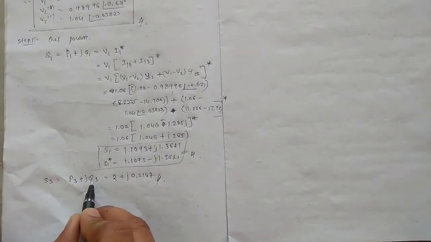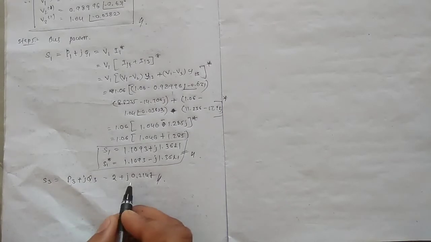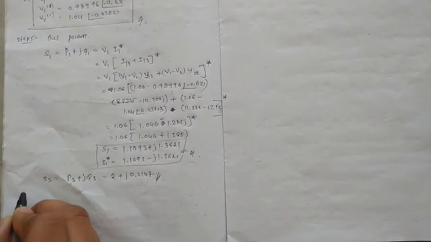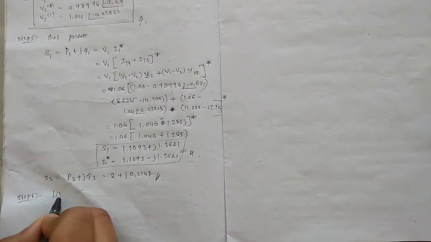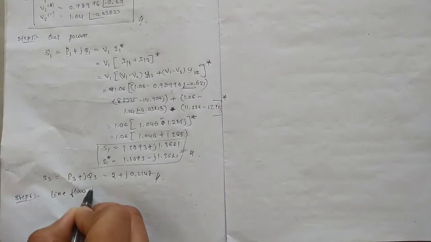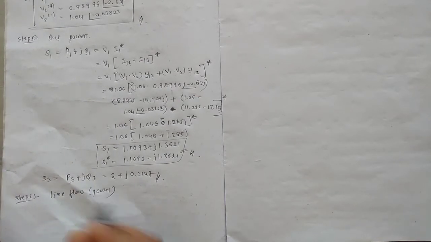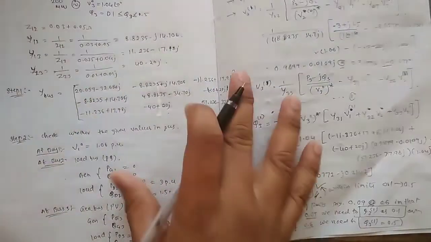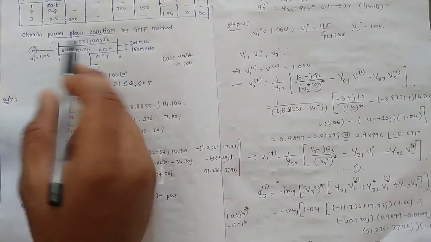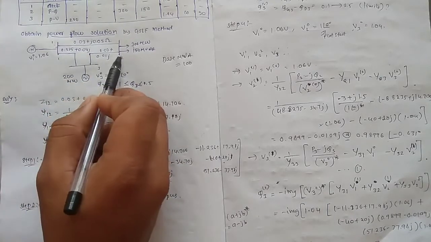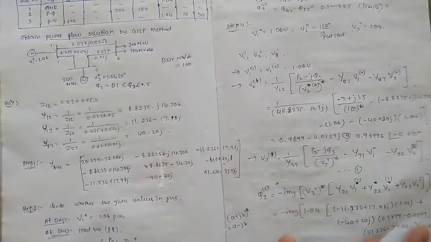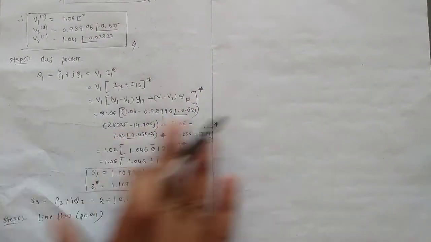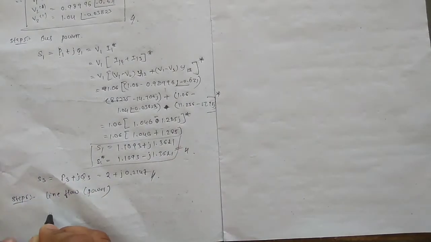We have P3 and Q3 values directly, therefore substitute directly. And now in step 6 we need to find line flows, that is power flow. Line power flow is nothing but S12. This is second bus, right? S12 and S21. Similarly, S13 and S31, S32 and S23. This is a bit lengthier but very easy to calculate.